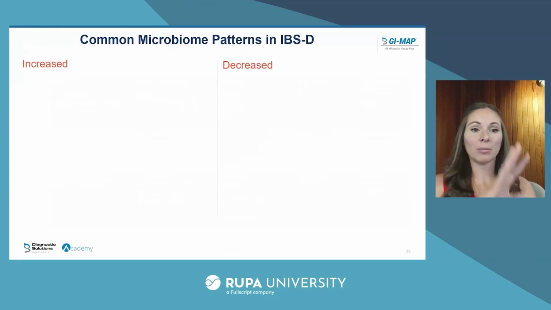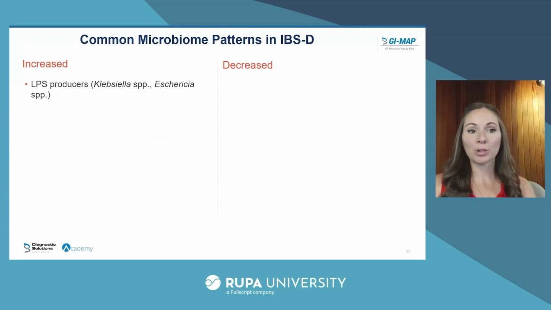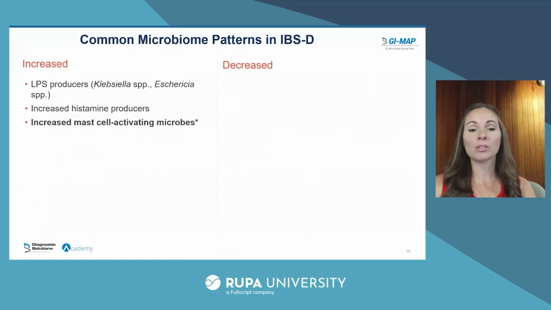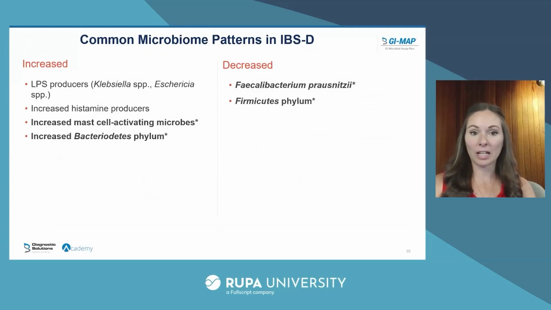The ones that I've bolded, probably all on the left-hand side, you're going to see in the case study results. So we tend to see increase in LPS producers, histamine producers, mast cell activating microbes, Bacteroides phylum, and then a decrease in Faecalibacterium and our Firmicutes phylum. So we will see those coming up.